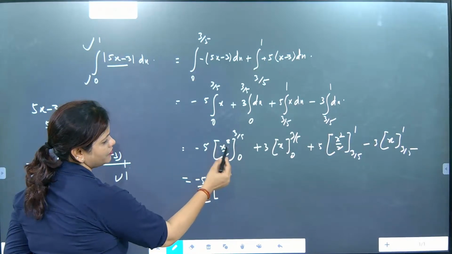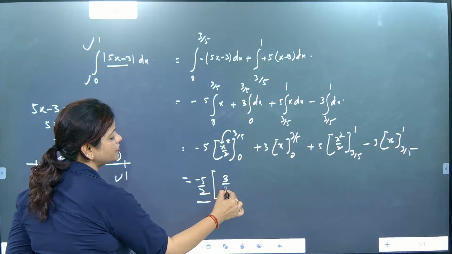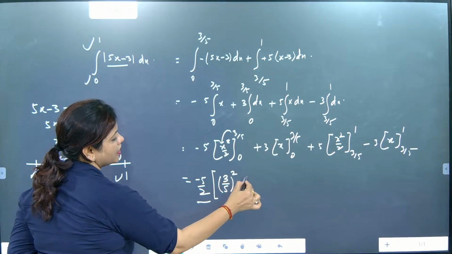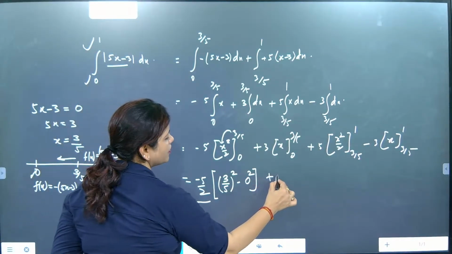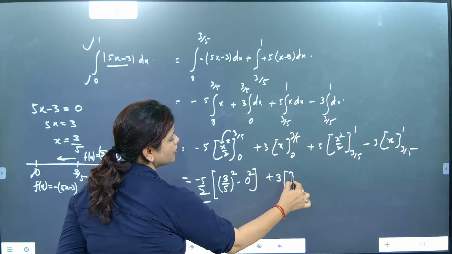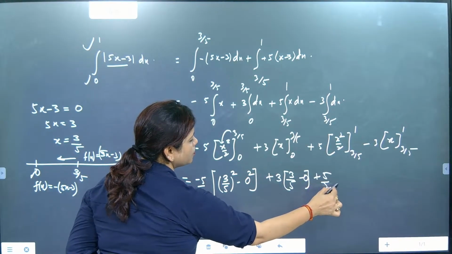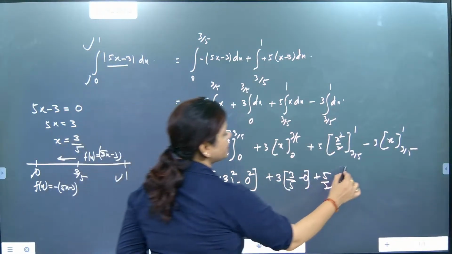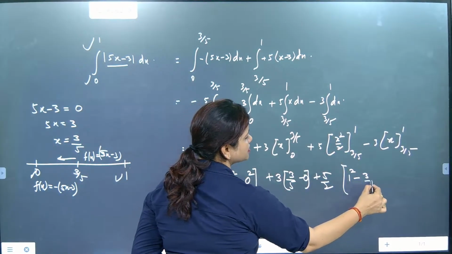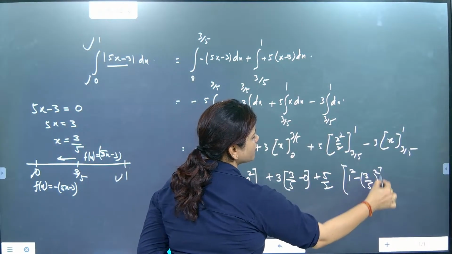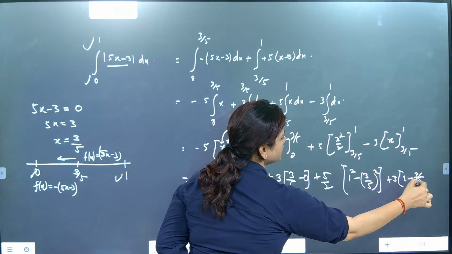Now x square means one time you have to put the upper limit value instead of x. So it will become 3 by 5 whole square minus the lower limit value 0 whole square, plus now here 3, one time instead of x you are putting 3 by 5, then minus 0, plus 5 by 2 again. Here one time you will put the upper limit value, 1 square minus 3 by 5 whole square, and then plus 3, one time it will become 1 minus 3 by 5.